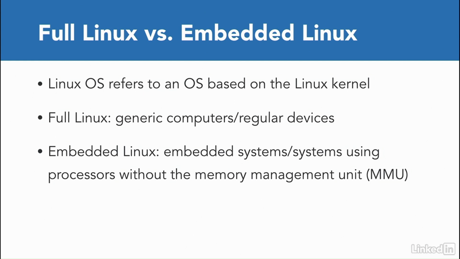MMU is a unit sitting between the processor and the memory, intercepting all memory references and performing translation between the virtual addresses and the physical addresses. Another thing that an embedded Linux is different from a full Linux is the support for minimal file systems and other features. Let's look at some typical embedded Linux operating systems.